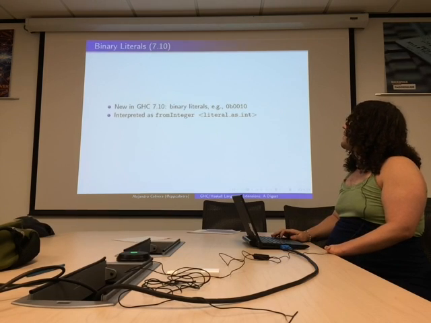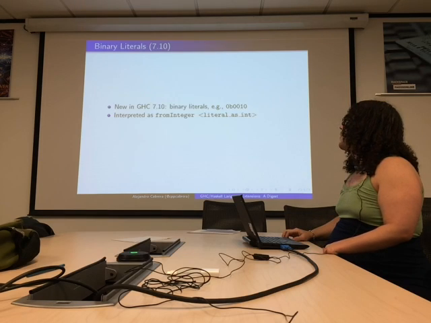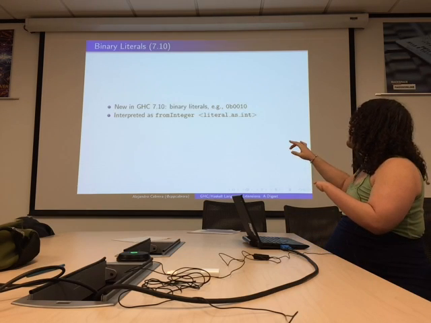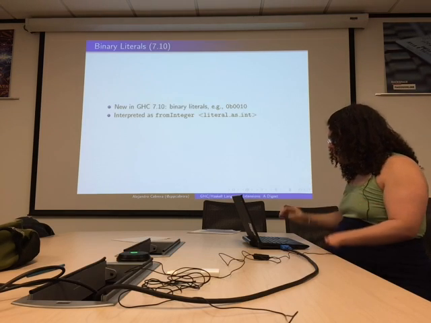Binary literals coming in 7.10. Simply 0b and then your binary string pattern. And it's interpreted as fromInteger of that literal as an integer. So that would be like 2, fromInteger 2.